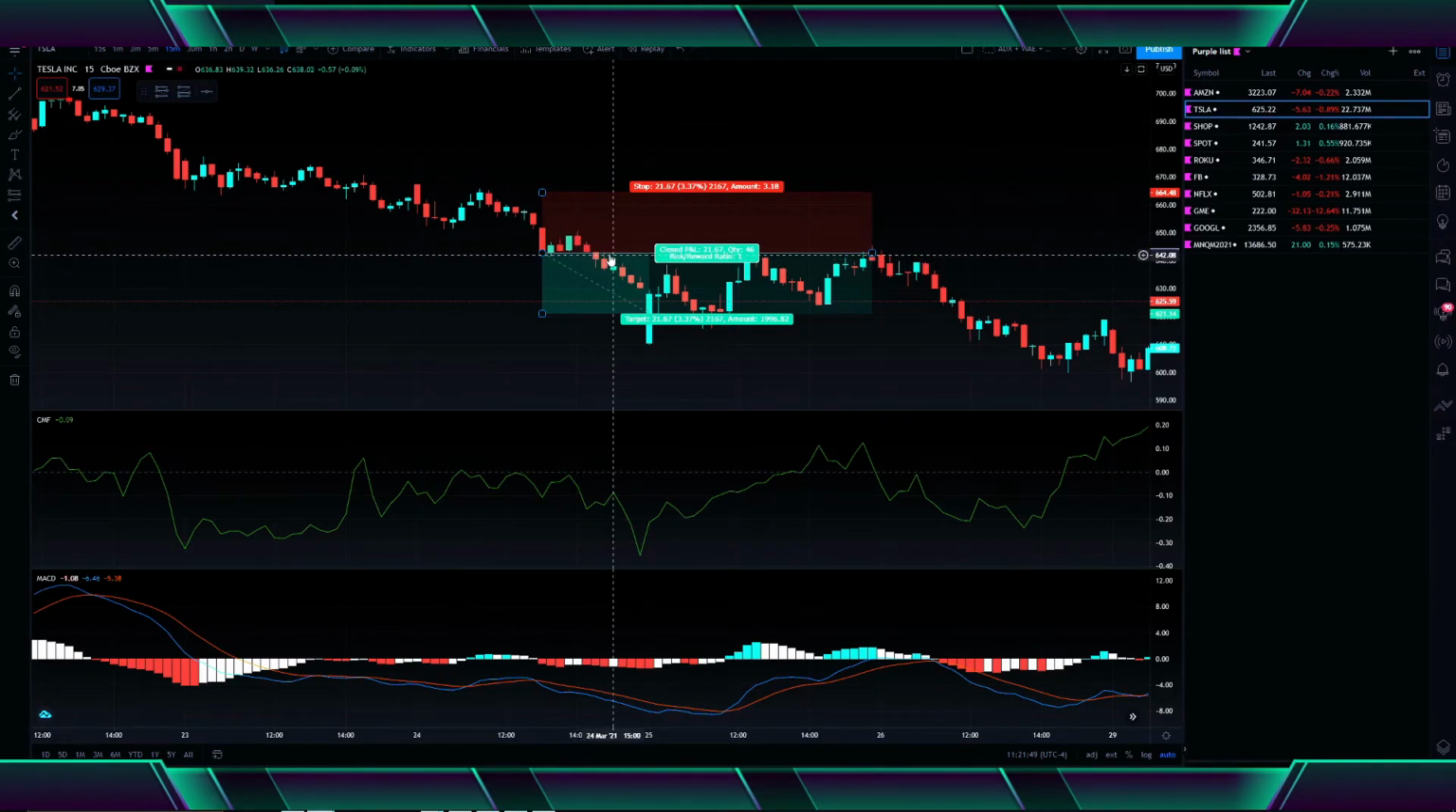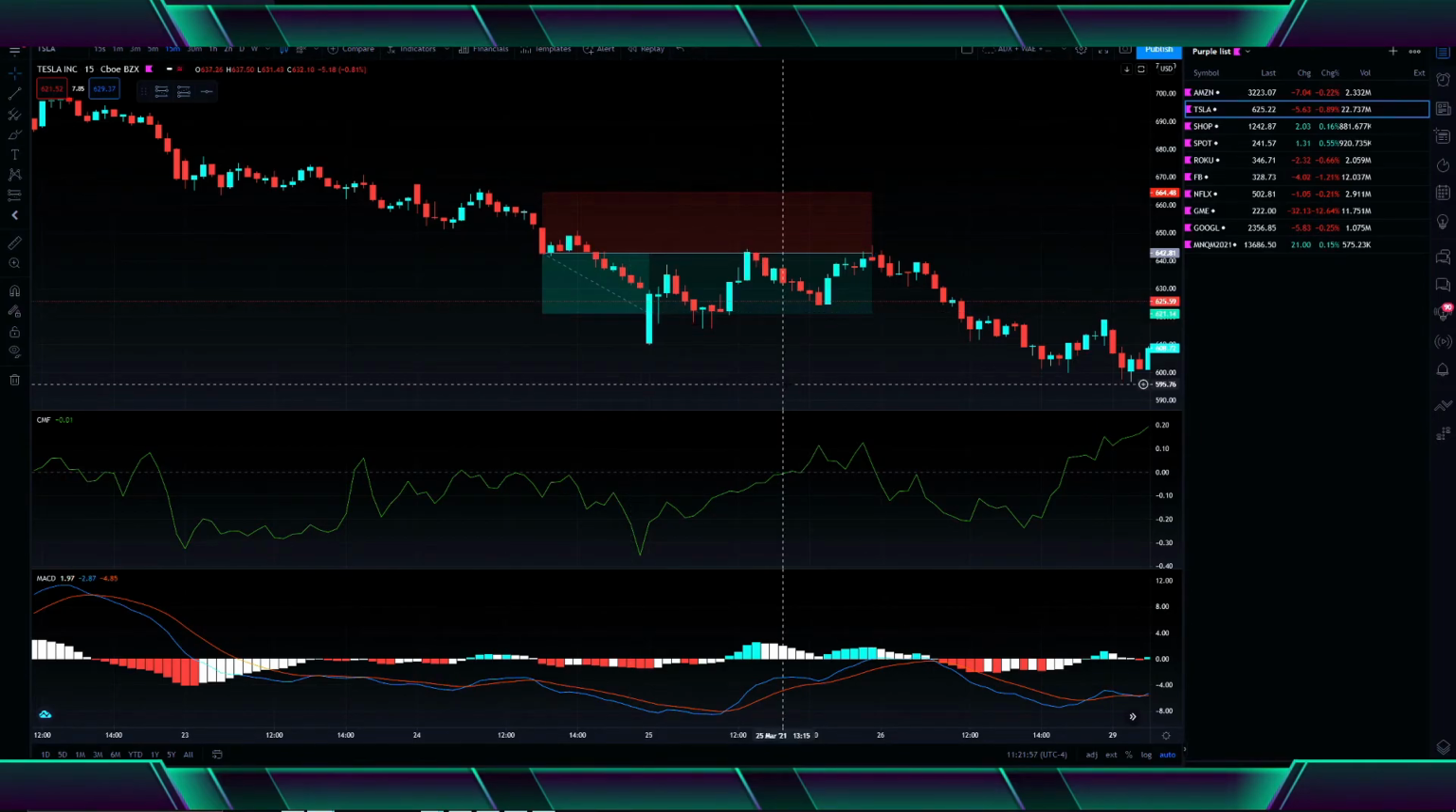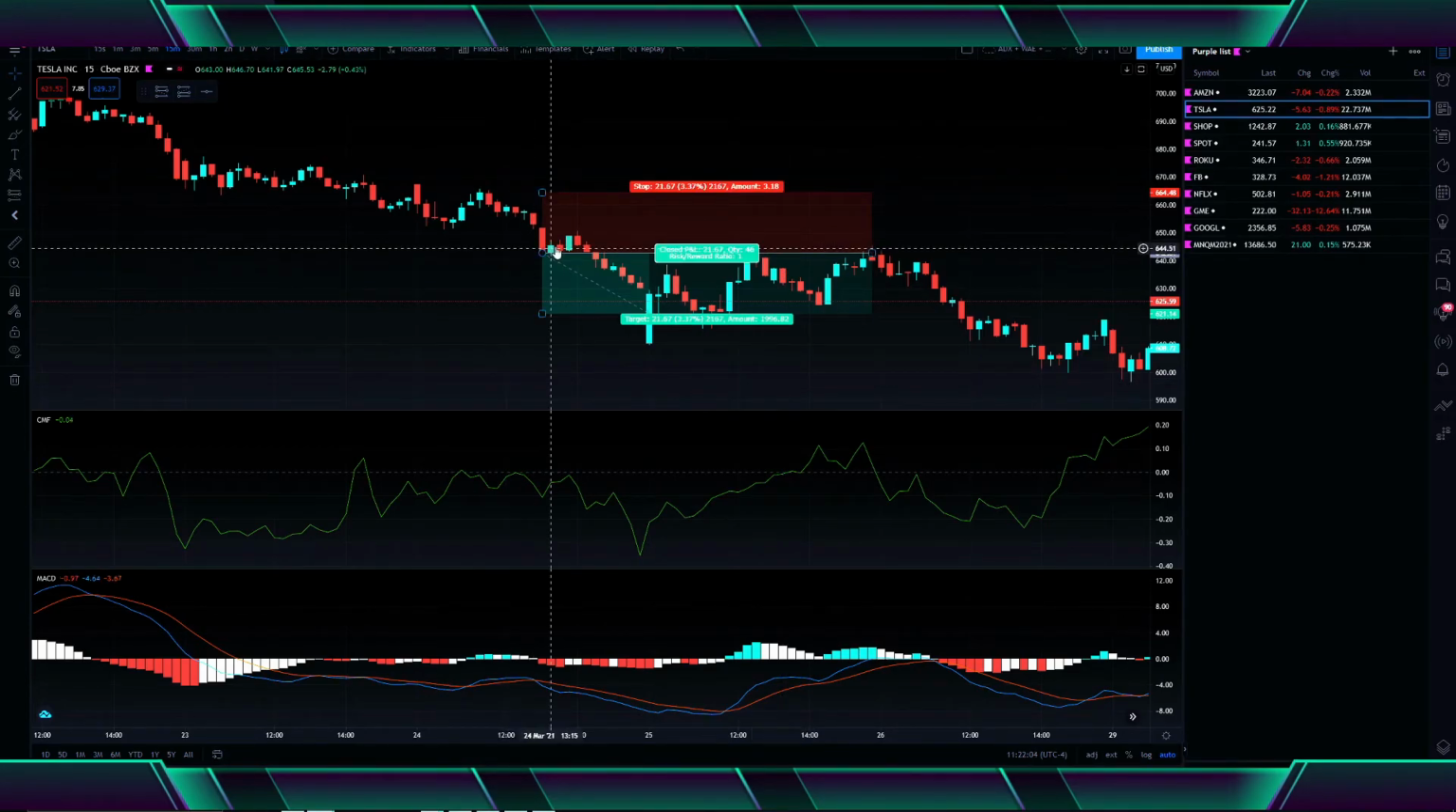But look at this move. 642, right? Down to what? 621. That's a $20 move. A $20 move. So it's all about risk tolerance. Now, would I probably endure from 642 to 648? Gosh, I don't know. I'd probably use other indicators.